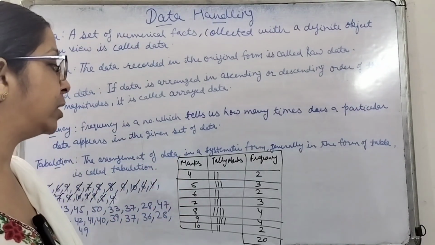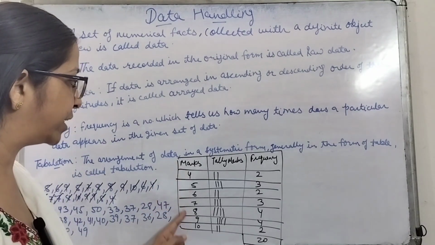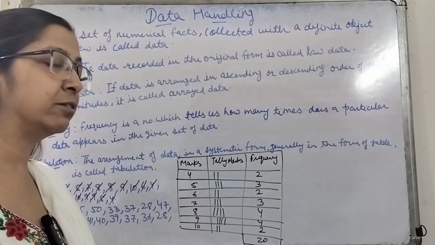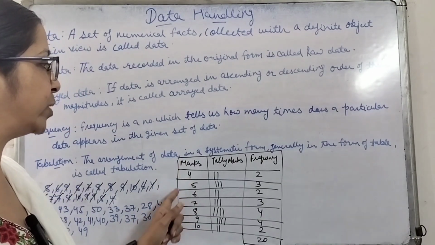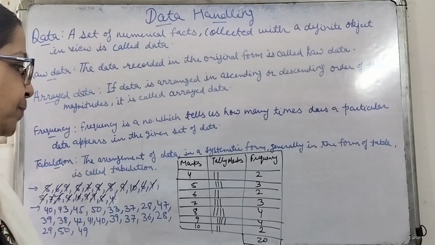And this is known as an ungrouped frequency distribution table, because we have not made the grouping of it. With individual marks we have taken, we have not taken the group. That's the reason this type of frequency distribution table is known as an ungrouped frequency distribution table.